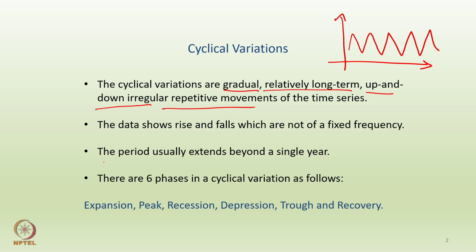And the third point is that the period usually extends beyond a single year. If you remember, in seasonality the period was less than 1 year. In temperature data, one can see repetitions happening in the same months in different years, so the period does not extend beyond 1 year. But when it comes to cyclicality, the period usually extends beyond a single year. Okay. And then you have 6 phases in any cyclical variation as follows: expansion, peak, recession, depression, trough and recovery.